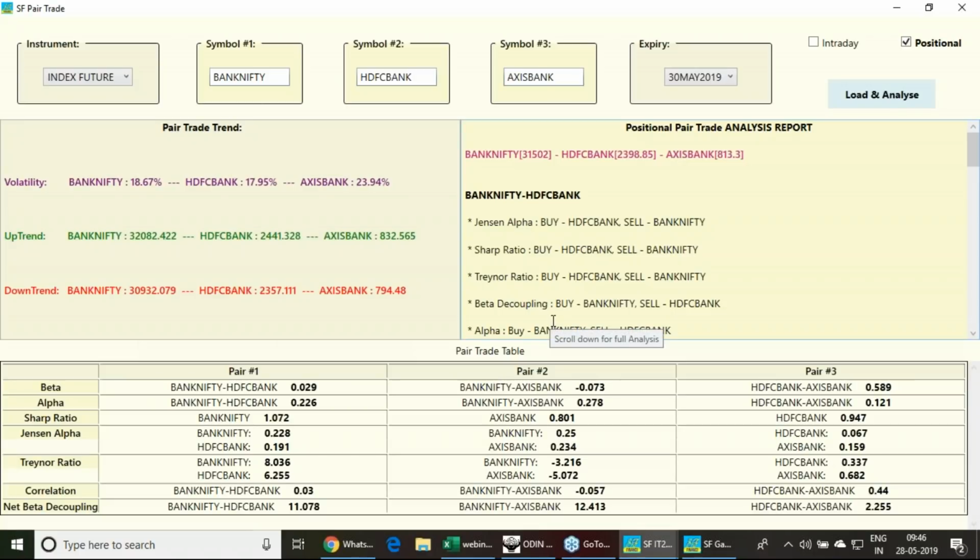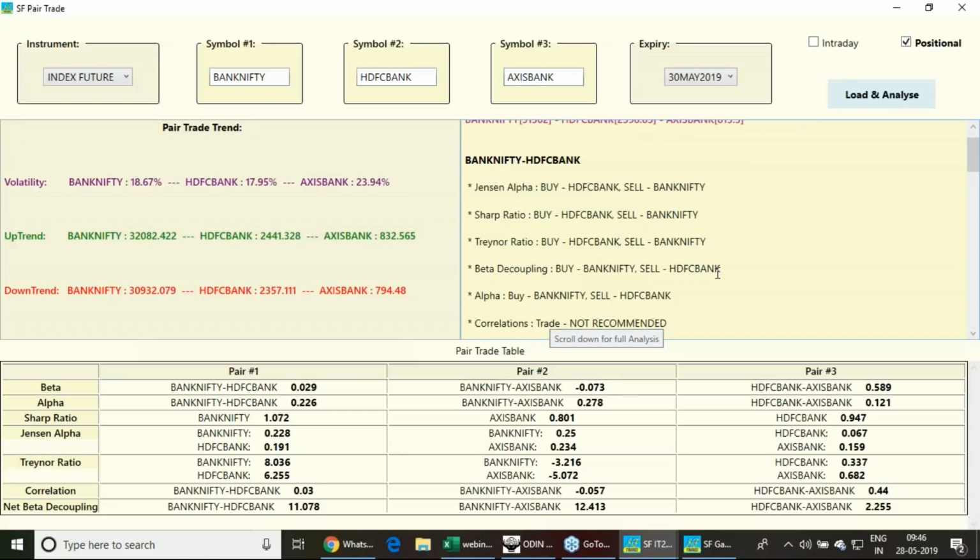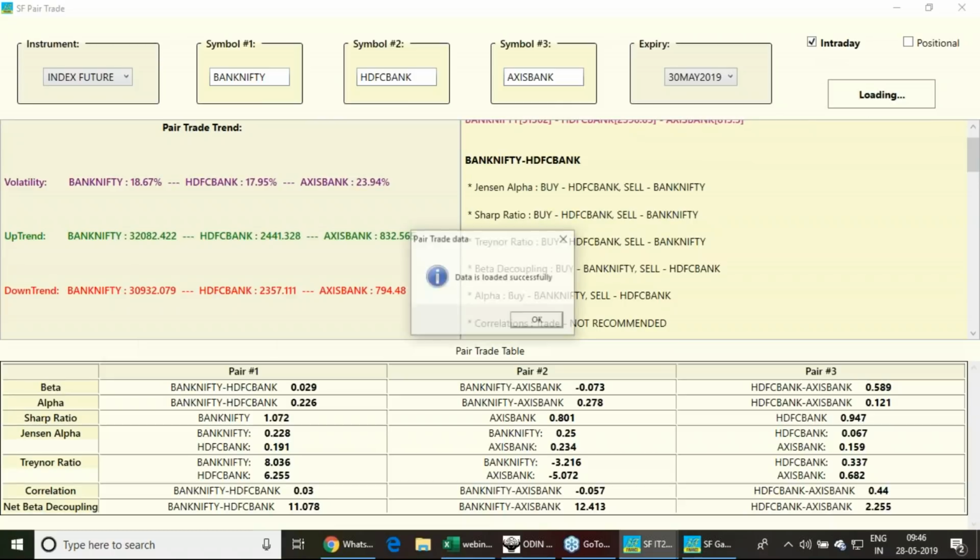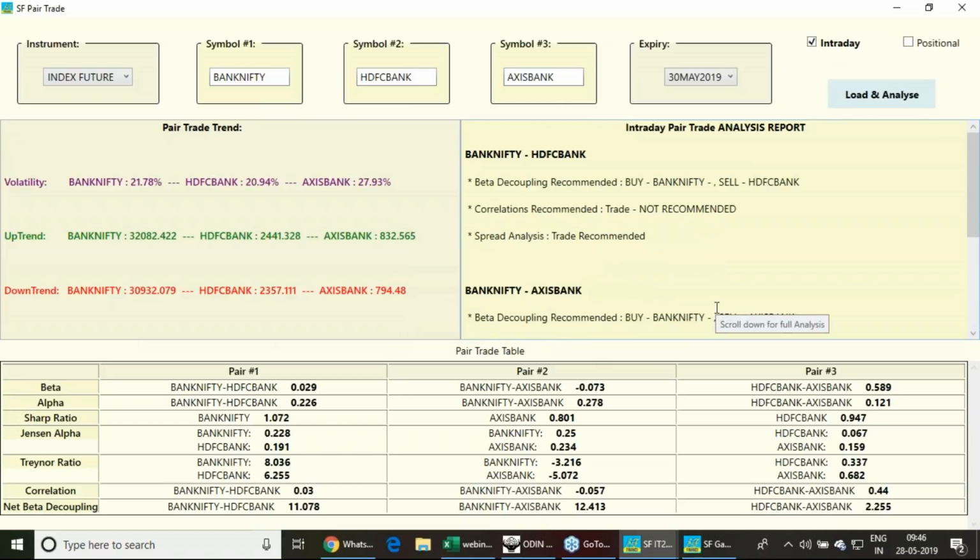Intraday opportunity means whatever the beta decoupling was till yesterday, today that decoupling should be increasing. That decoupling should be expanding. Then only you can get that intraday opportunity, or else not. So beta decoupling recommends buying Bank Nifty, selling HDFC Bank. Note it down. Correlation is saying that the trade is not recommended. However, beta decoupling says buying this and selling that.